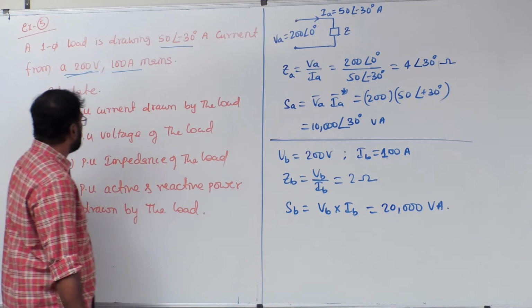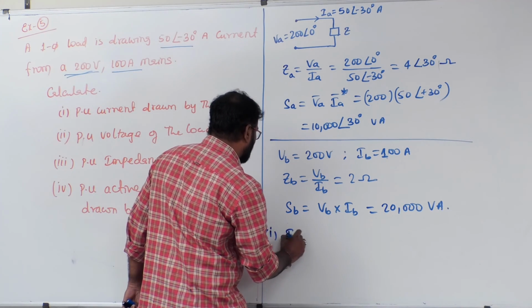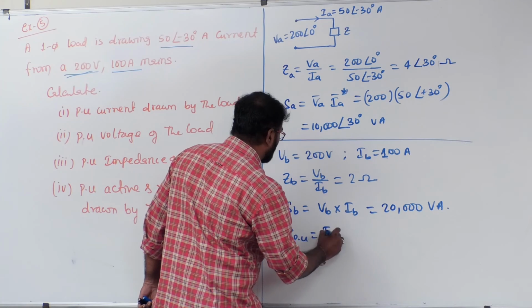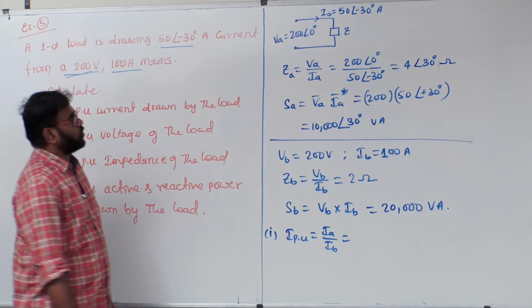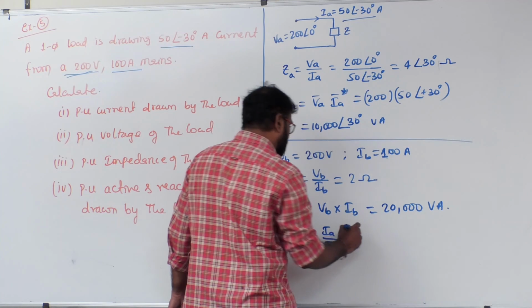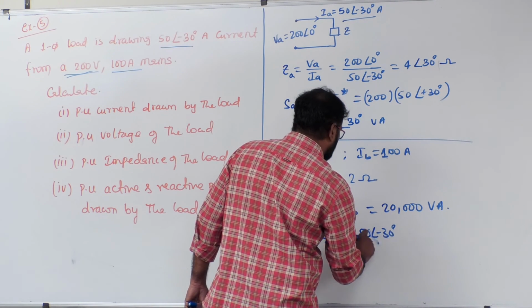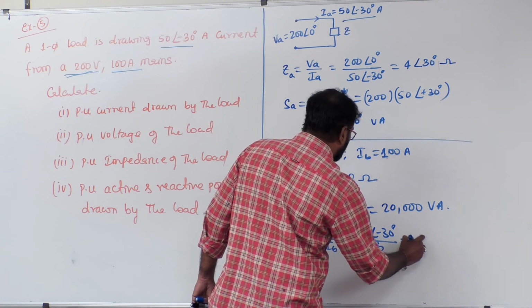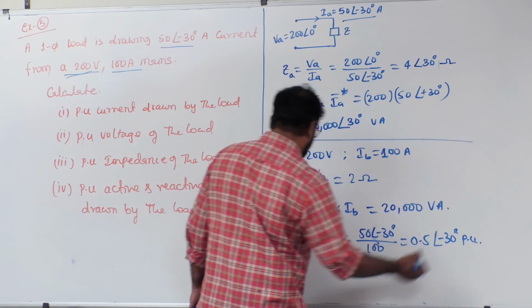Now coming to the per unit quantities. First question. Calculate the per unit current. See, what is I per unit? I actual by I base. What is the actual current? Actual current is 50 at an angle minus 30. Base current is 100. So what do I get now? 0.5 at an angle minus 30 degrees per unit.